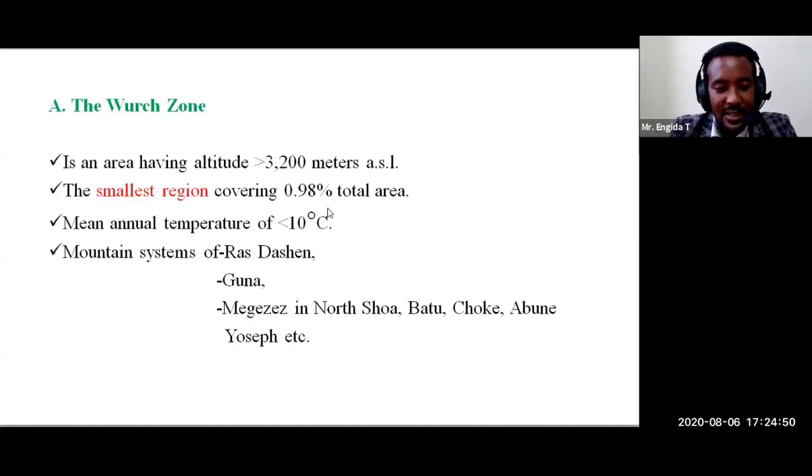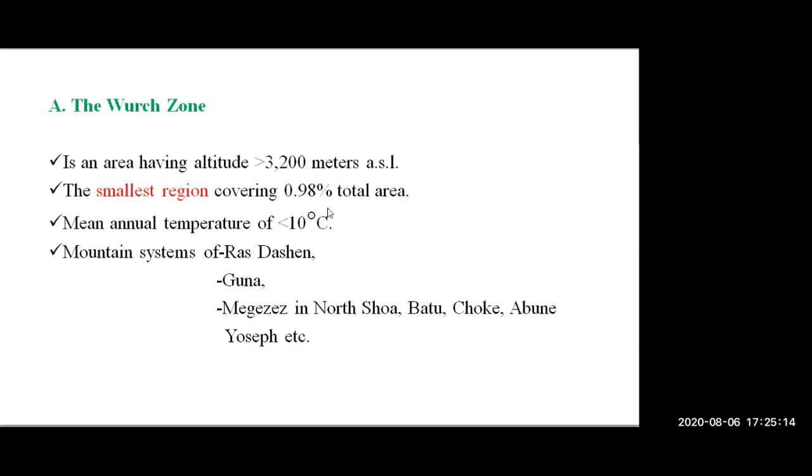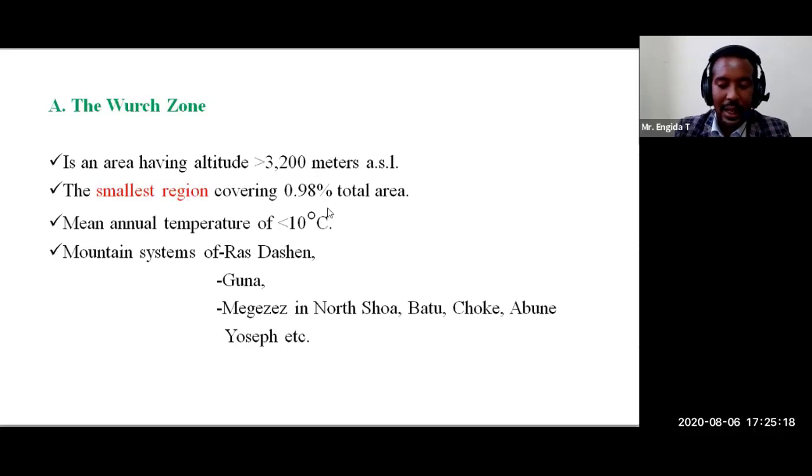The first region is nothing but the Wurch zone. Here, what I advise you is to try to differentiate each zone. Try to identify variables that will help you identify one agroclimatic region from the other. You can, for instance, consider the altitude, the height of a place, number one. Number two, the geographic extent or the size of a region. Number three, you can also consider the overall socioeconomic and cultural characteristics of a place or region, of Wurch, Daga, Weyna Daga, and so on. You can also consider rainfall and temperature characteristics of a place.